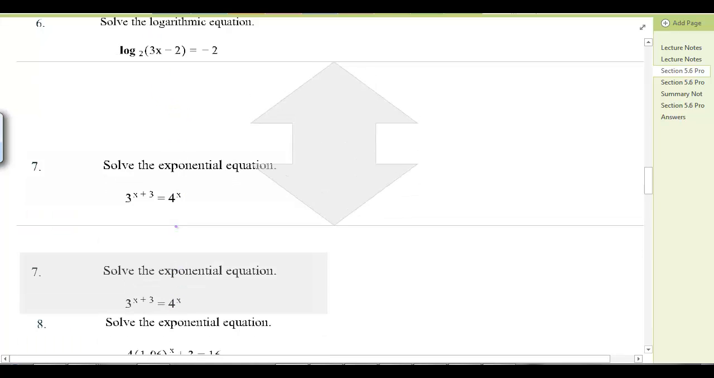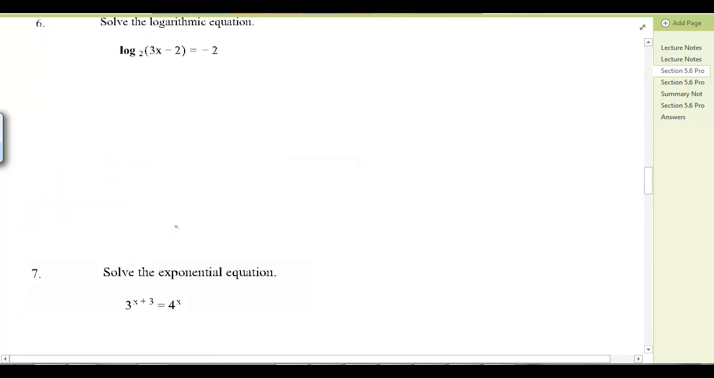All right, same thing with this one. There is a base there. We don't have to have an understood. It's 2 to the negative 2 power. So we've got 2 to the negative 2 equals 3x minus 2. So this is the same as 1 over 2 to the positive 2. So that's 1/4 equals 3x minus 2.